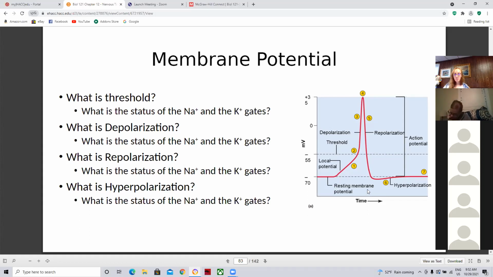Because the potassium channels are slower to open, they are slower to close. So the hyperpolarization is that the sodium channels are still closed, but the potassium channels are slowly closing.